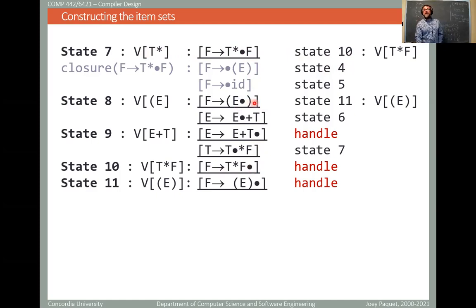Then my final state, which is not resolved yet, is state number 11, whereby I move the dot after this here, and I will have V of E between parentheses. So here I have F gives E between parentheses dot, and the closure does not add anything to this item set. So that's my item set.